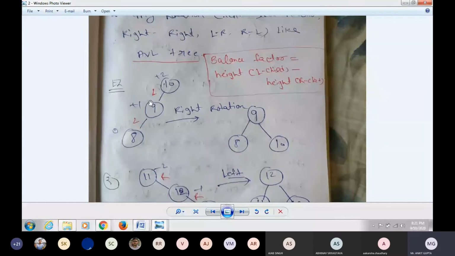Now I will go to the 10. Okay, 10, height of the left subtree, that is 1 and 2, so 2 minus height of the right side, 2 minus 0, that is plus 2. So now 0, no problems, plus 1, no problem, but on the root node I am getting plus 2. It is the problem. Now the tree is unbalanced.